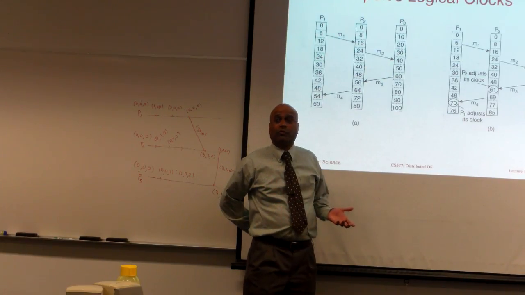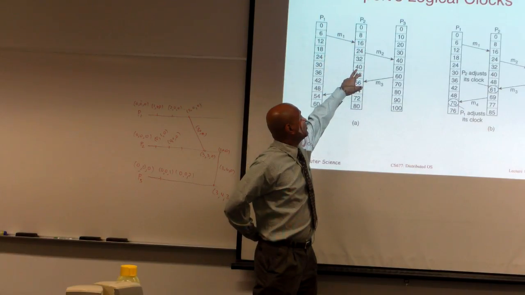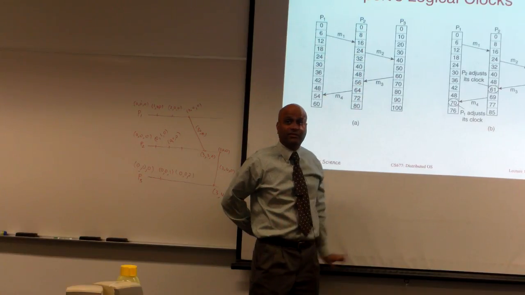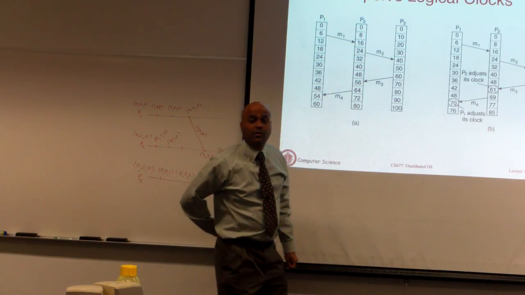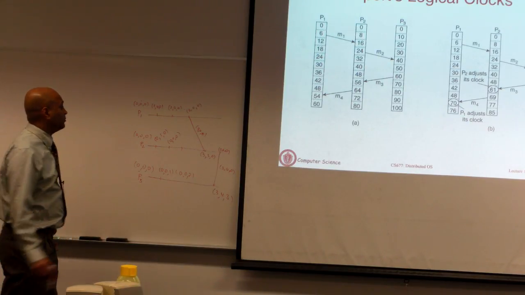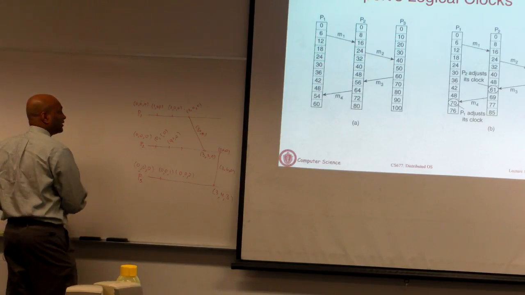So 40 is less than 90, but this doesn't tell us that the event at clock value 40 has actually happened before 90. In fact, they are independent events. So now let's take two independent events and see what happens. In particular, I'm going to circle two events here.